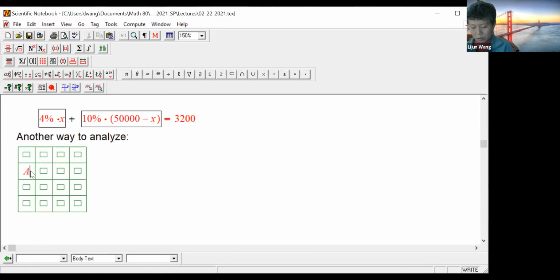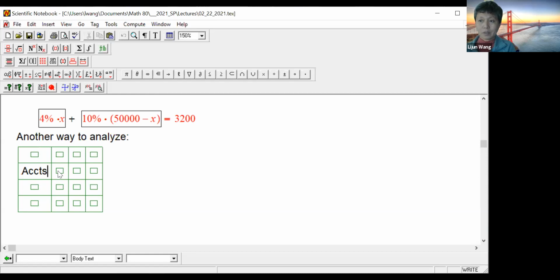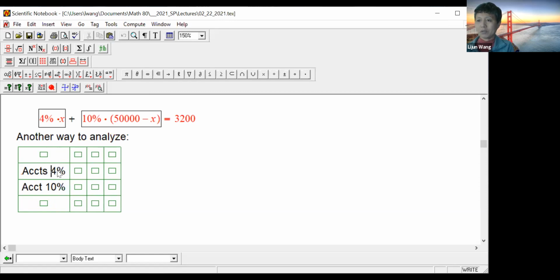We have accounts. We have two accounts. This is more commonly seen in textbooks. So the account could be 4%, and the other account is 10%. Sorry, I have to change between the modes, math mode and text mode. So one account is 10%, and the other account is 4%. Amount, I'm going to use principal.